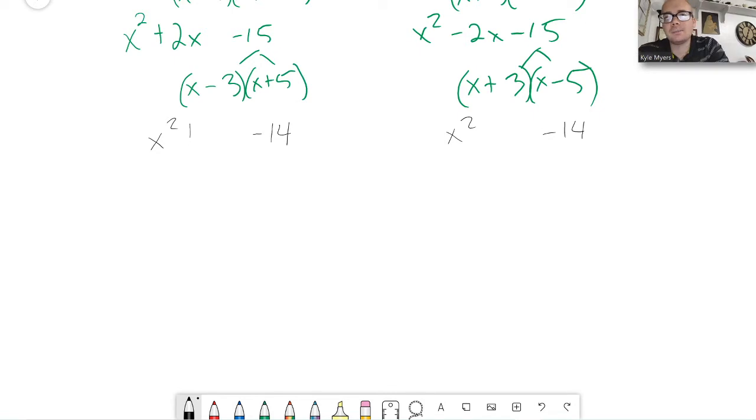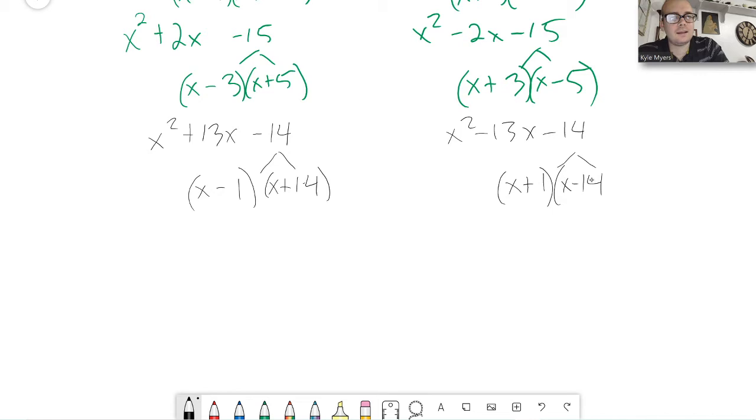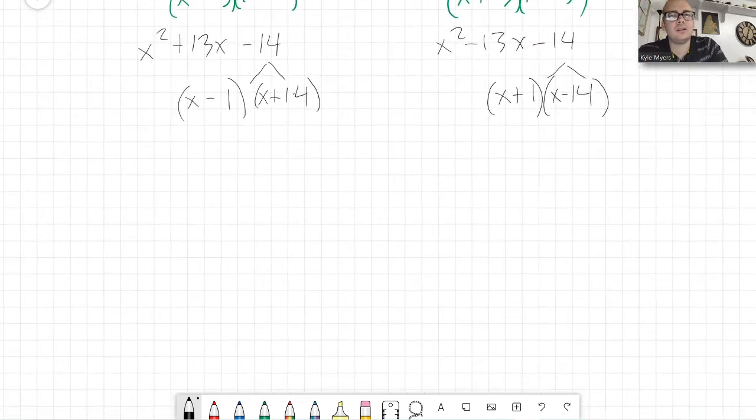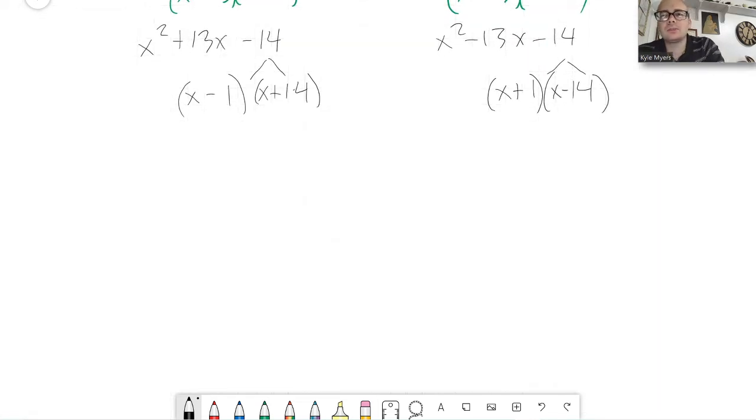Alright, so plus 13, minus 13. So this would be 1 and 14. Here I would want a positive 13, so that's a minus plus. Done. And here it's a plus and a minus. Also done. 14 divides by 2, so this would be x squared plus 5x minus 14. X squared minus 5x minus 14.